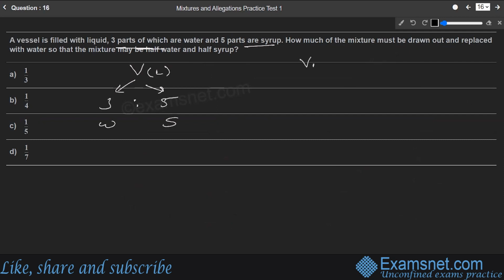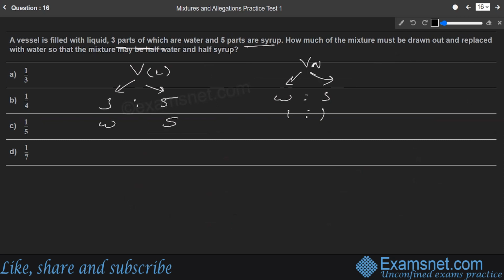So in the new liquid syrup, what should be the composition of water to syrup? He says half water and half syrup. That means the composition should be 1 is to 1. They should be equal. So for that, how much of the mixture must be drawn out and replaced with water?